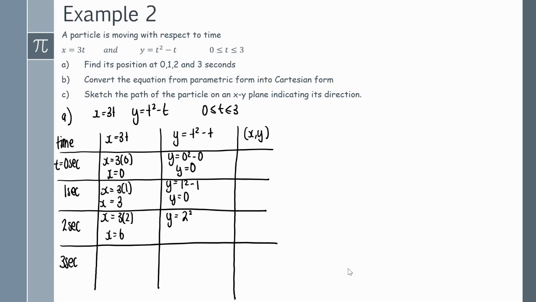That's nice. 2 seconds, we'll have 3 times 2 now. X will equal 6. Y will equal 2 squared minus 2, that's 2. After 3 seconds, my x coordinate will be 9, 3 times 3. And my y coordinate will be 3 squared minus 3, that will be 6. Okay, now I know the coordinate points of where my particle is at these given specific times.